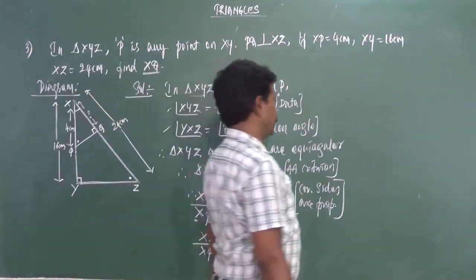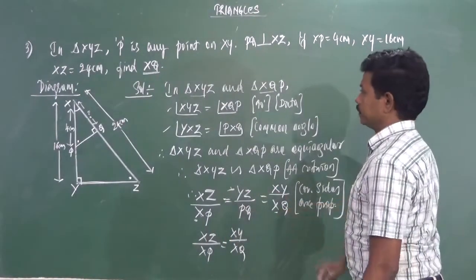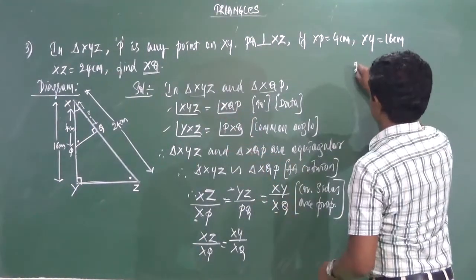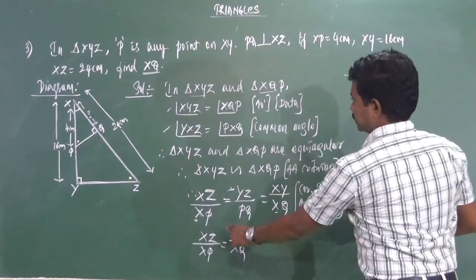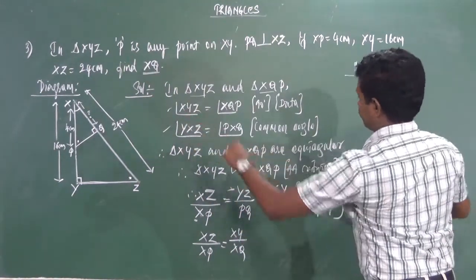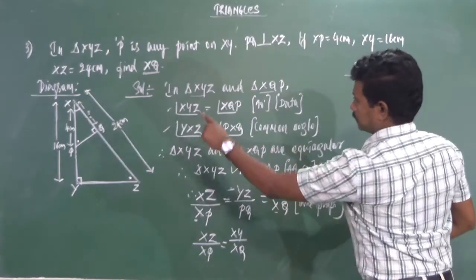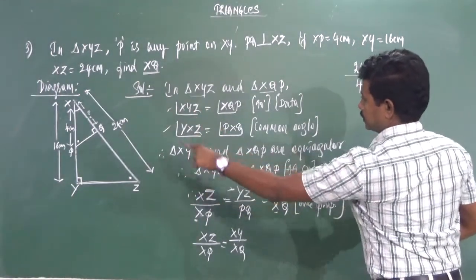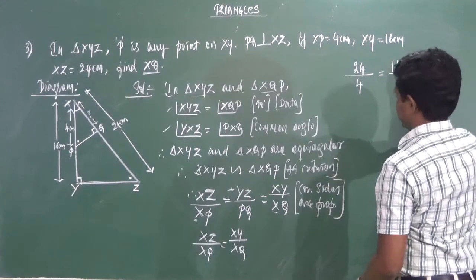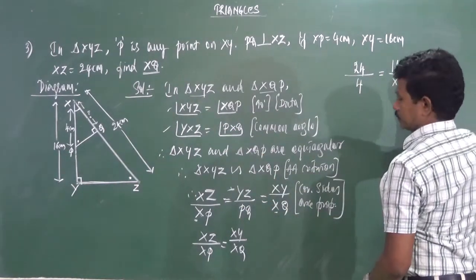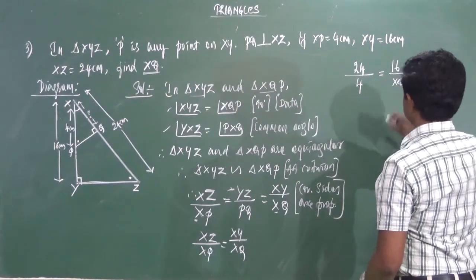Now we will substitute the values. What is XZ from the figure? From the figure, XZ is 24 by XP. XP from the figure is 4 centimeters, is equal to XY, which is 16 by XQ, that is what you have to find out. Sorry, XQ we have to find out, right?